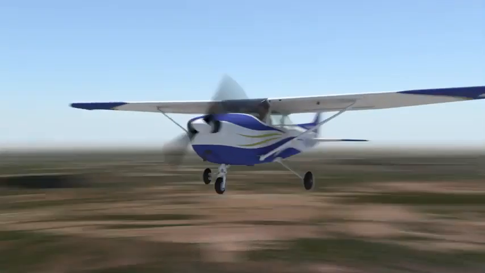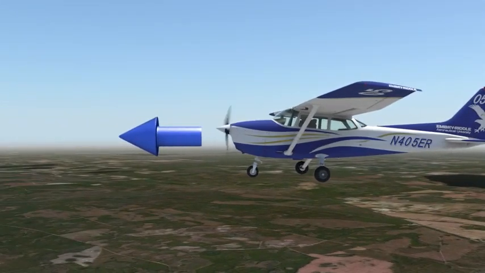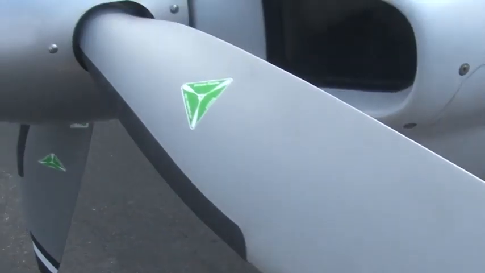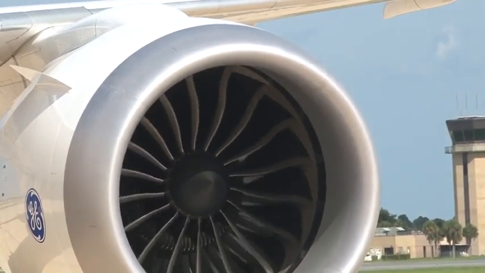Next is thrust. Thrust is the forward-acting force, opposing drag, which propels the airplane through the air. In most general aviation airplanes, thrust is generated from the propeller. Larger jets get their thrust from their turbine engines.